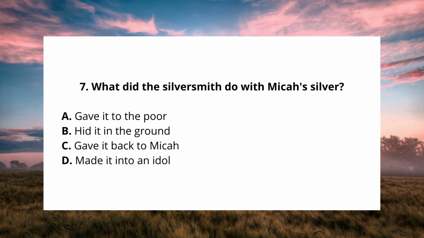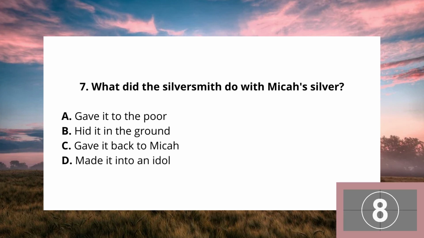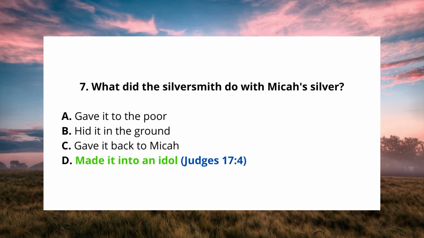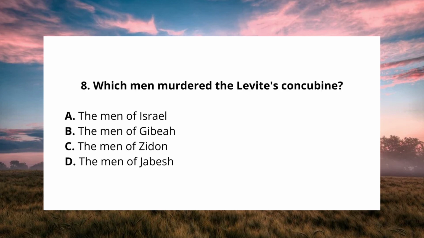Number 7. What did the silversmith do with Micah's silver? A. Gave it to the poor. B. Hid it in the ground. C. Gave it to Micah. D. Made it into an idol. You have 10 seconds. The answer is D. Made it into an idol, and you can find this in Judges chapter 17 verse 4.